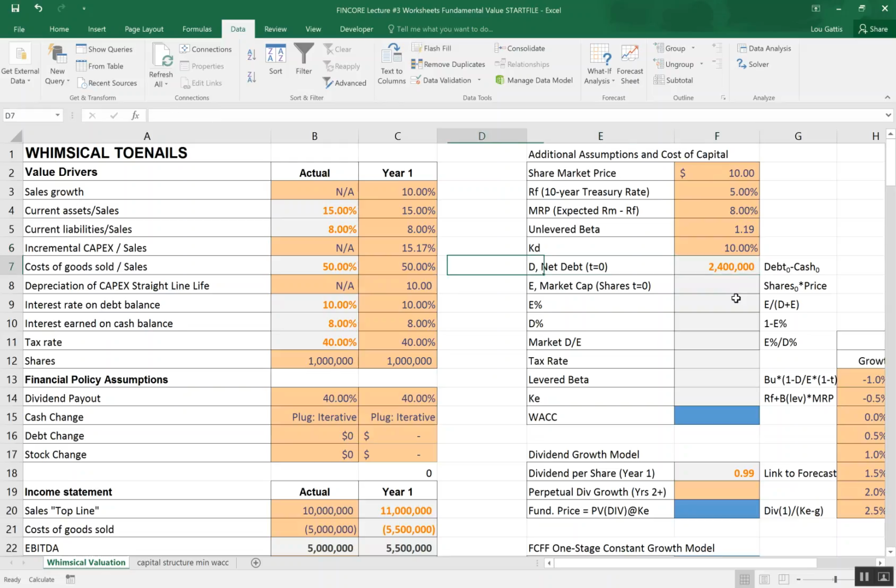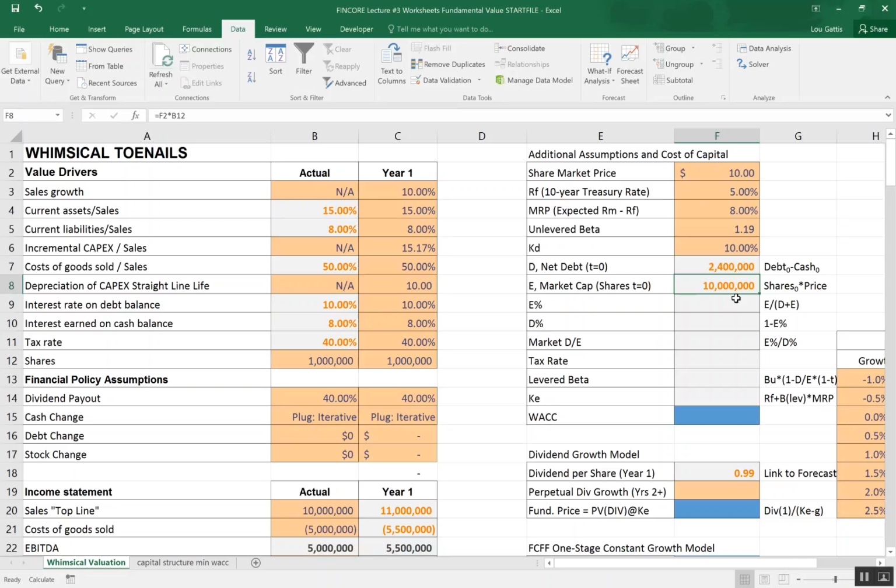Now my net debt from my model, the current net debt, is the total value of debt minus cash, which is $2.4 million. Let's calculate the market cap of equity. The market value of equity is $10 a share times 1 million shares currently outstanding. That's $10 million.